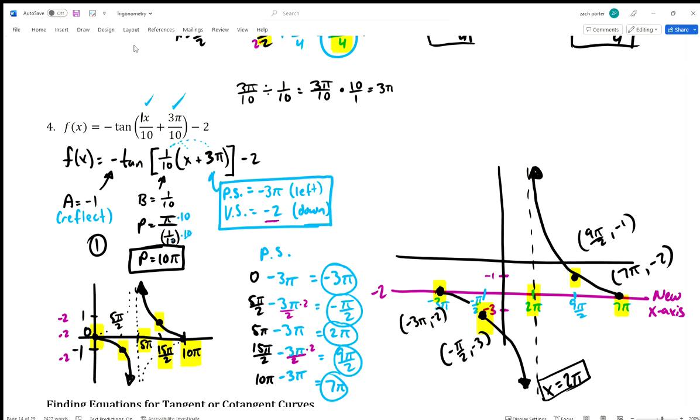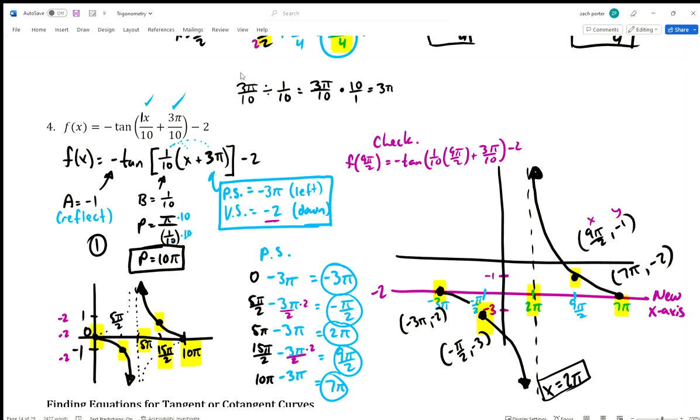Okay, so that's how we can break this one down. Like our other problems, you can double check. Let's check this point, that x, that y, and we'll plug it into our function. So I'm doing f of 9 pi over 2 equals negative tangent of, now that x you can write to the side, so it's 1/10 and then 9 pi over 2, and then plus 3 pi over 10 minus 2.